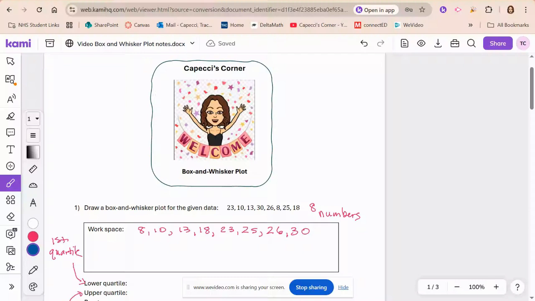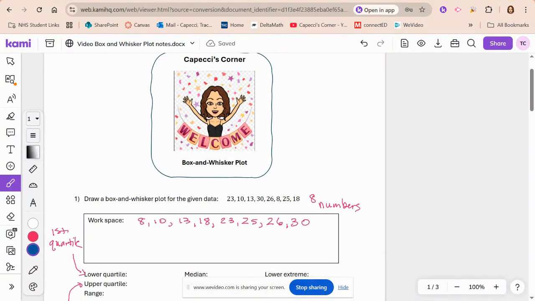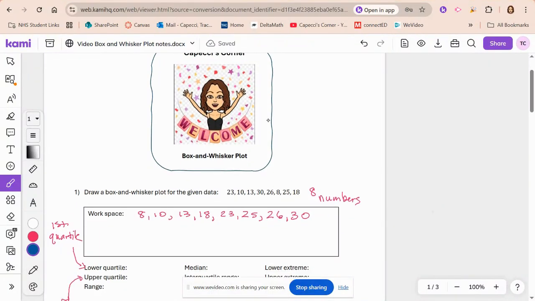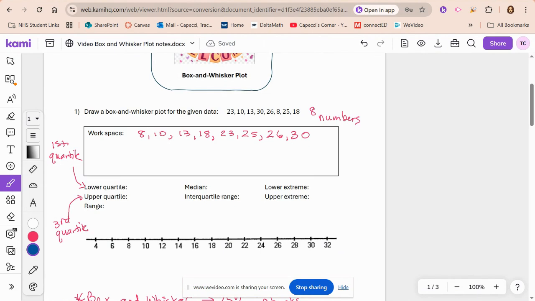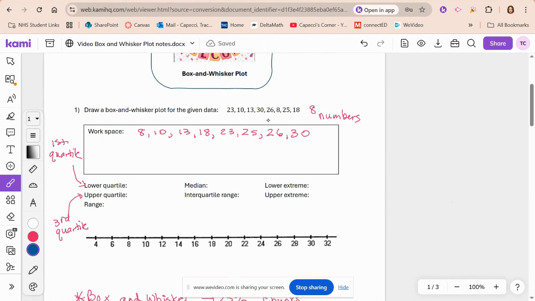Today in Capechi's Corner, we're going to look at box and whisker plots. And what that is, it's just a way to display and organize data. So let's look at the first one, and we'll go over the vocabulary as we create it. So it's asked us to draw this box and whisker plot for the given data.